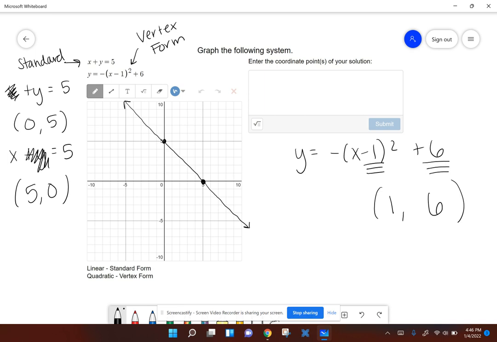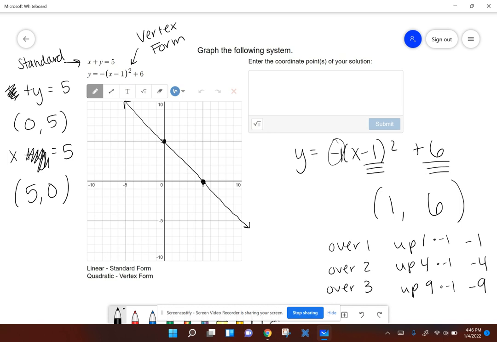And then remember, for vertex form, we can just follow the pattern. The normal pattern is over 1, up 1, over 2, up 4, over 3, up 9. We always multiply the pattern by the a value, and that one in this case is a -1. So I'm going to take all these and multiply by a -1. And this is our new pattern. So I'm going to start at my vertex, 1, 6.